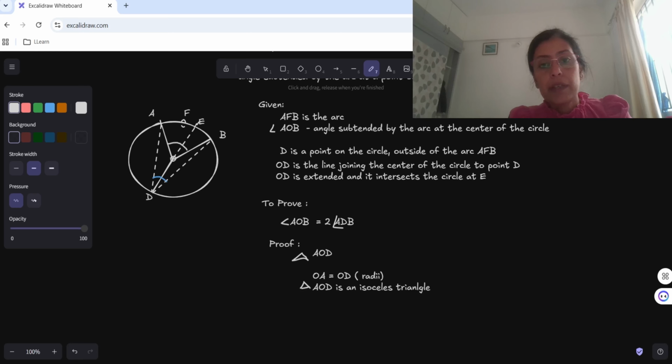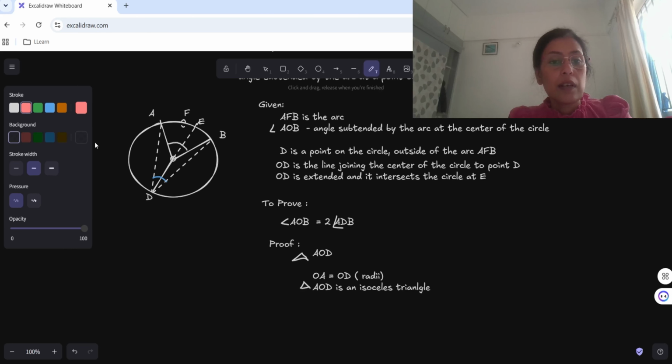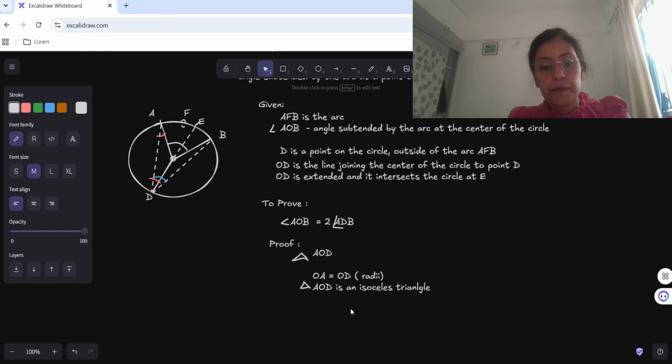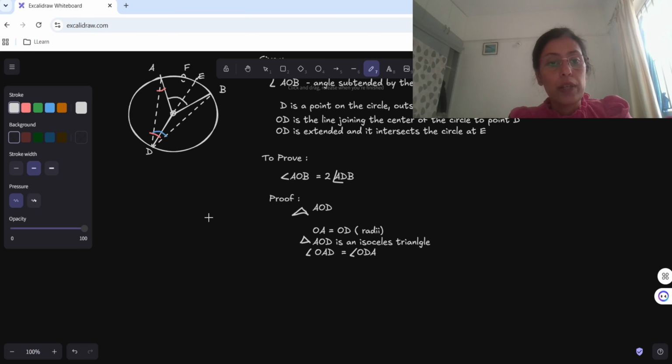So what does that mean? That will mean that this angle will be equal to this angle, right? So what we are basically saying here is OAD is equal to ODA. This is one angle, this is the other angle. These two angles will be equal.